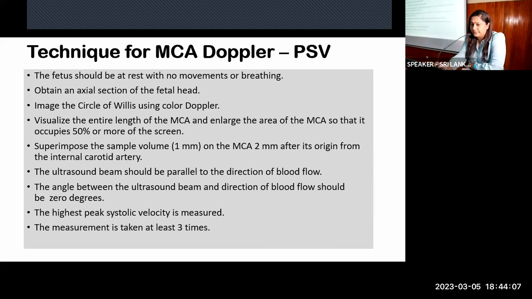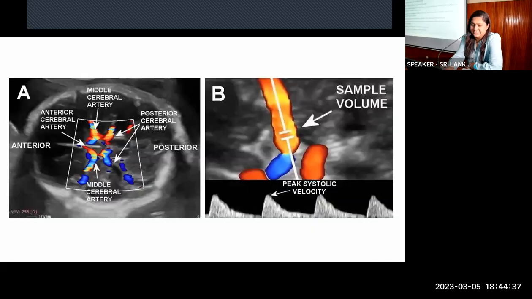Thereafter, you superimpose the sample volume, which is the gate set at 1 millimeter, on the middle cerebral artery, about 2 millimeters from its origin from the internal carotid artery. So at the proximal part of the middle cerebral artery. Our ultrasound beam should be parallel to the direction of blood flow, and the angle between the ultrasound beam and the direction of blood flow should ideally be 0 degrees. We measure the highest peak systolic velocity, and ideally we must take it 3 times and take the average.